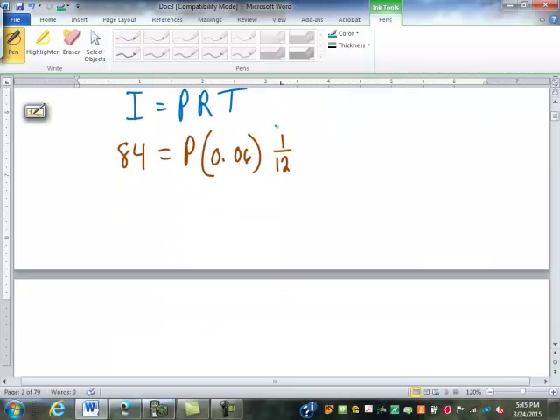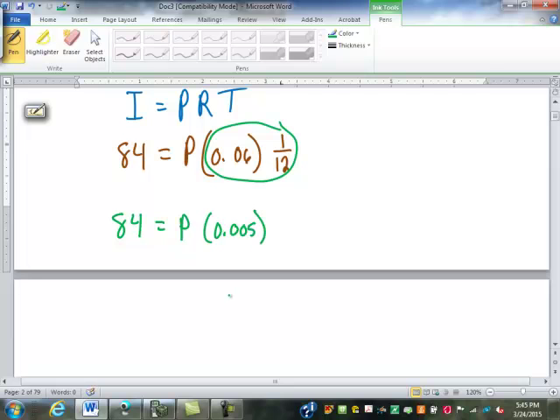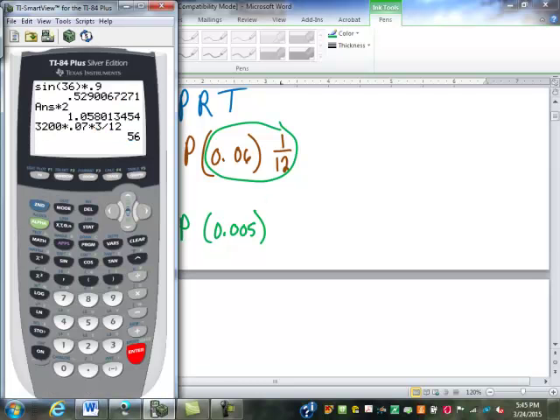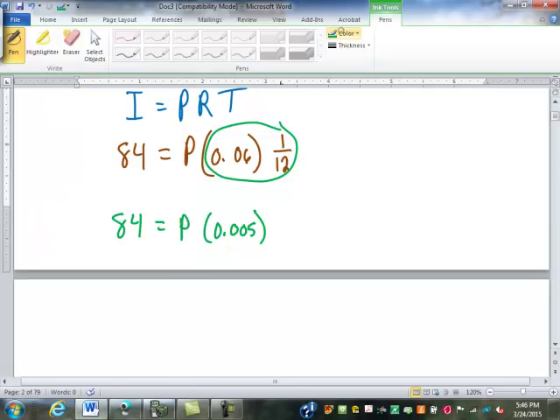So mathematically speaking, the first thing we should do is combine these numbers. The 84 isn't going to change. 0.06 times 1 over 12 is going to be 0.005, correct? Okay. Now that one doesn't have a decimal in it, but I'm going to show you here how I do this. 0.06 times 1 divided by 12 is going to come up in my calculator as 0.005. Now I'm going to use that to solve this equation. My next step is going to be to divide by that 0.005.